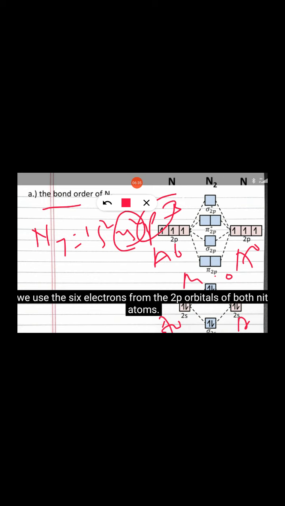See here, 2pz are inside and px, py are here. In this way this is arranged, and this is the simple MO diagram. How electrons are accommodated in it is explained in the next video. Initially electrons are accommodated in their ground state, then pairing takes place according to Hund's rule.